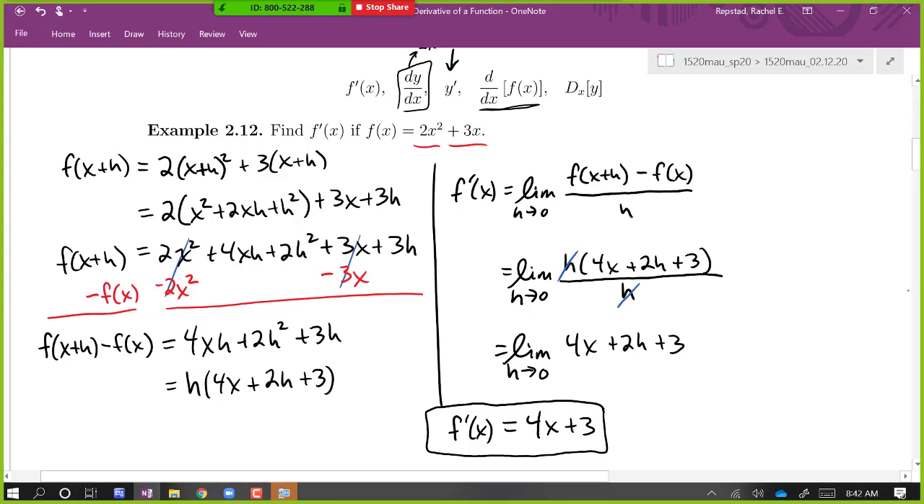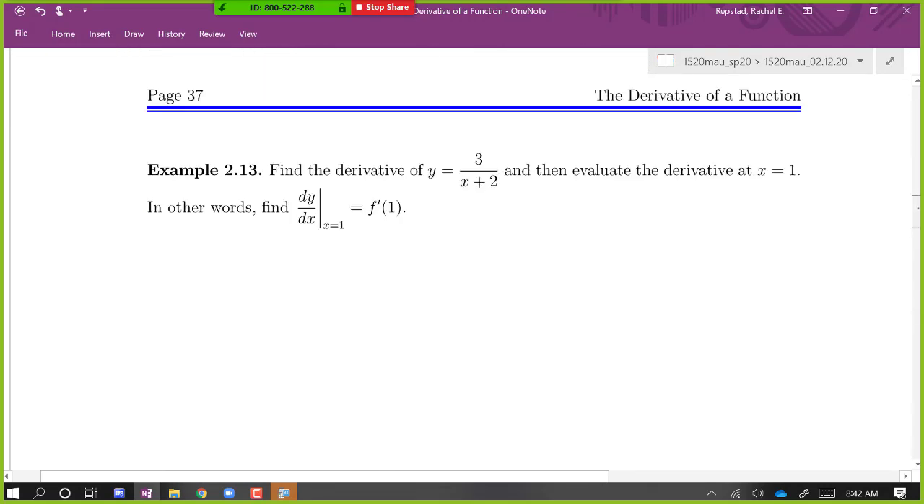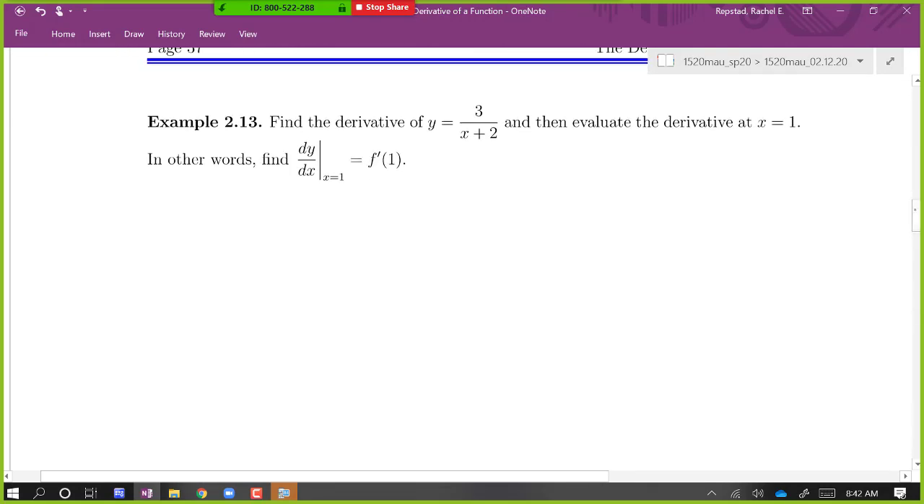We have to be a little bit more careful algebraically, maybe try some different techniques if our function is not a polynomial. So we're going to find the derivative of this function, y equals 3 over x plus 2, not a polynomial. Now we have x's in the denominator. So this y function, this is our f of x. So I'm going to find f of x plus h.